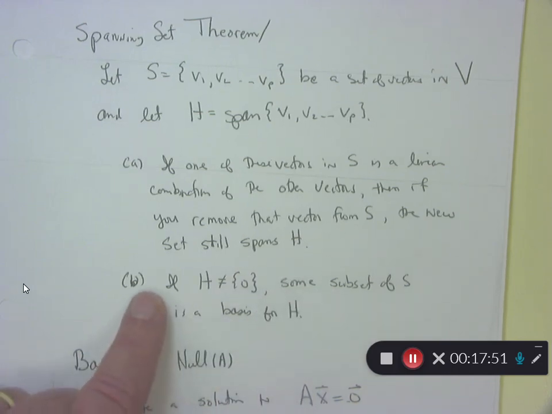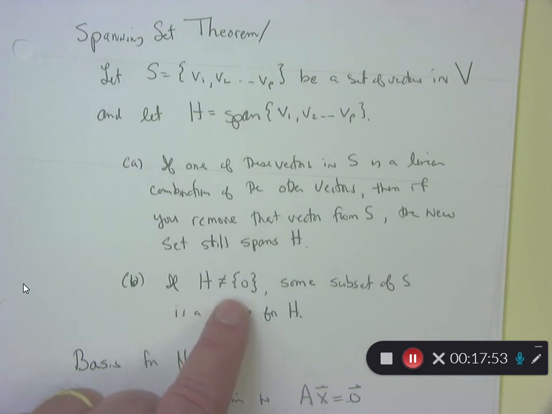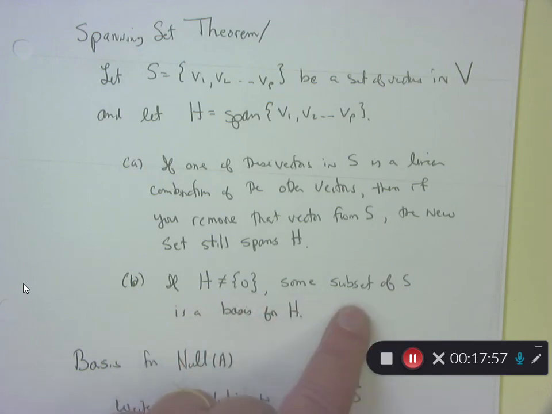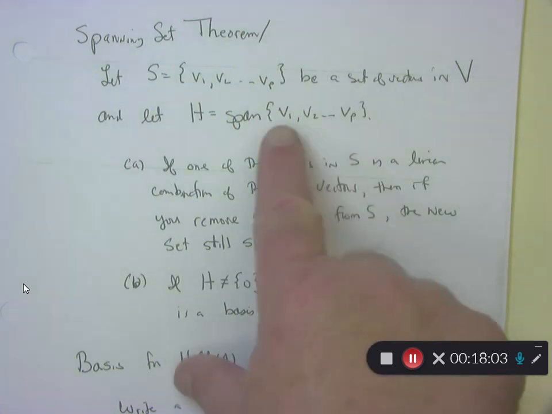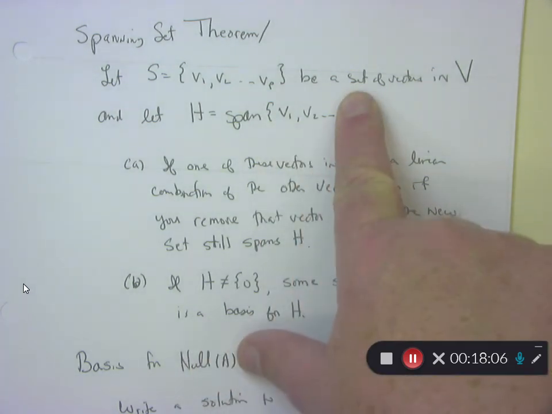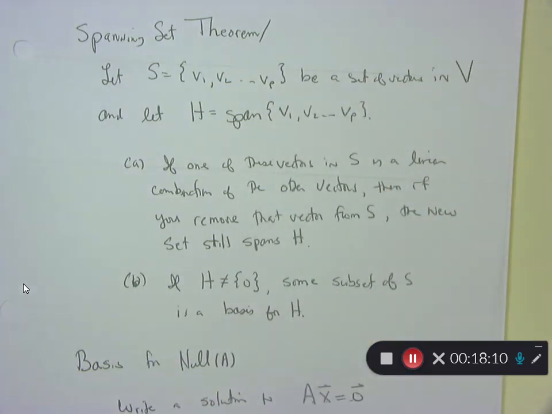The second thing, part B, is this. If H is not equal to the trivial zero vector, then some subset of S is going to be a basis for H. There's a basis out there. I don't know if it's this set right here. If I remove vp, is that going to be the basis? Maybe I need to remove a couple more of them. But until I get it down to a set of linearly independent vectors that actually spans all of H, I've got to keep removing, and then I actually have a basis.